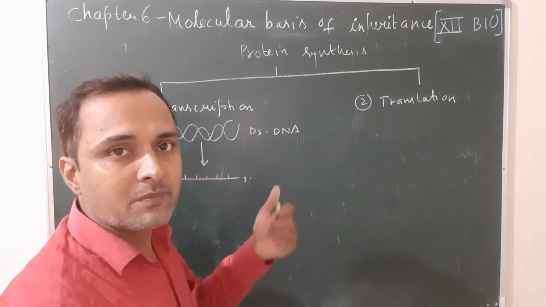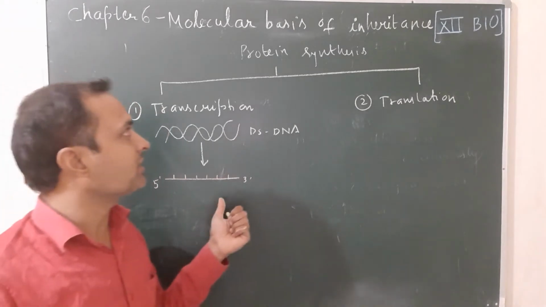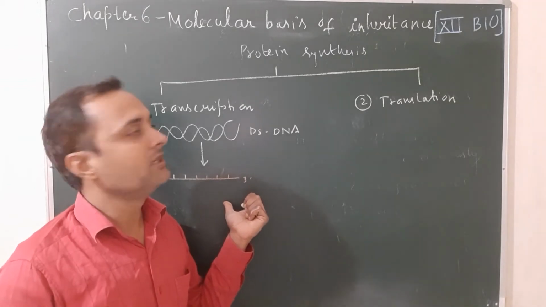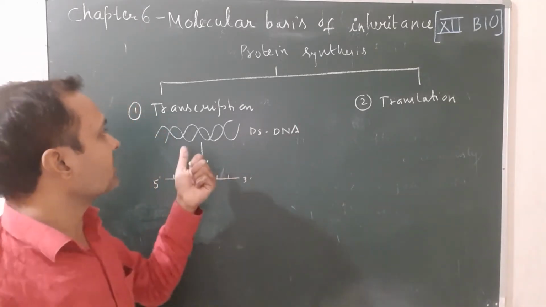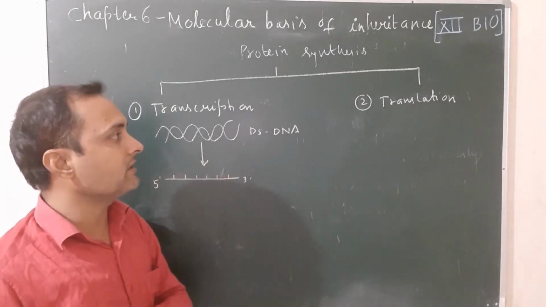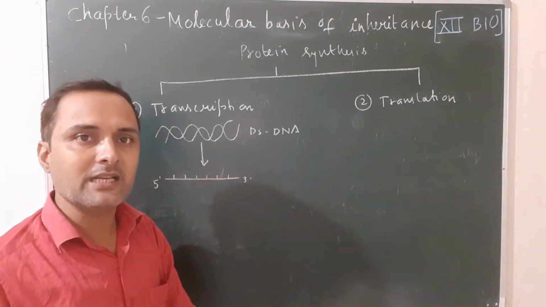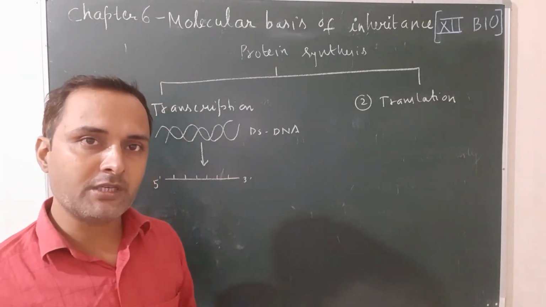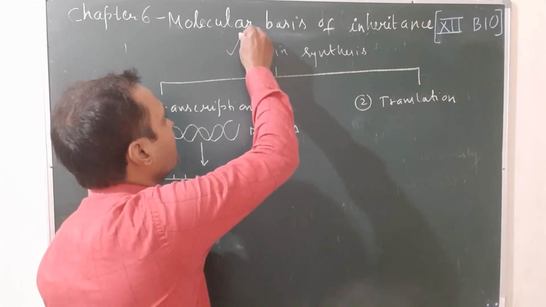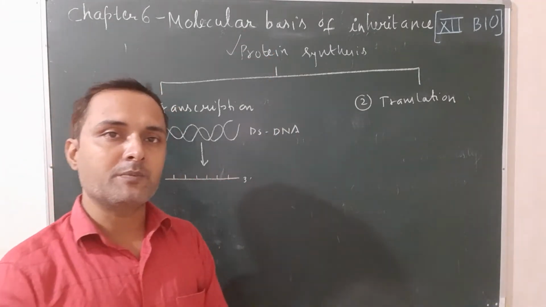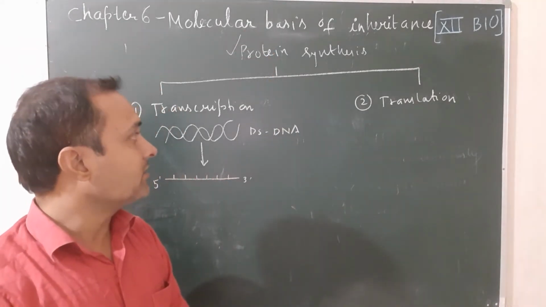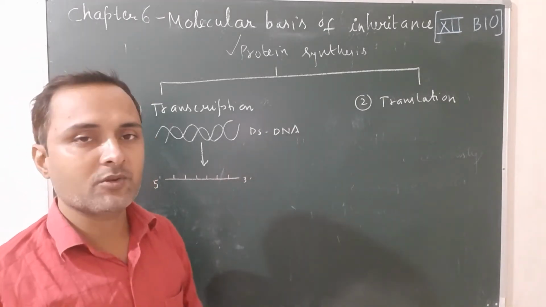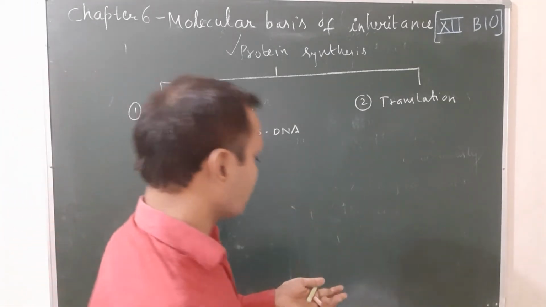In case of prokaryotes, the complete process of protein synthesis occurs inside the cytoplasm of the cell because the nuclear membrane is absent. But in case of eukaryotes, transcription occurs inside the nucleus of the cell and translation occurs in the cytoplasm of the cell. So let's see what is translation.